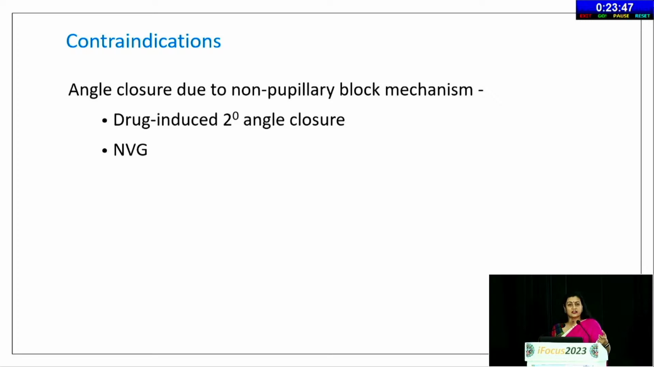So here it is just withdrawal of the drugs, steroids and cycloplegics that you need. You don't need to go for a PI. Same way where other mechanisms for angle closure are there, like neovascular glaucoma, where there is an anterior pulling type of pathophysiology, ICE syndrome. So here you don't need to go for a PI. Rather, you should not do a PI in these cases.